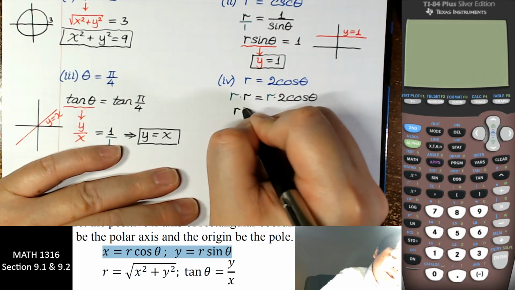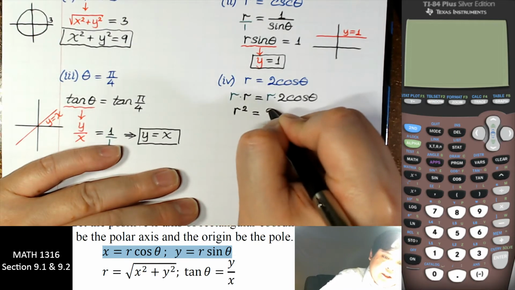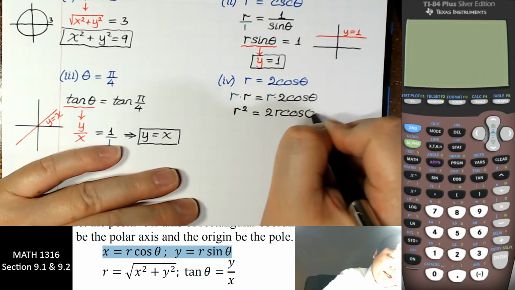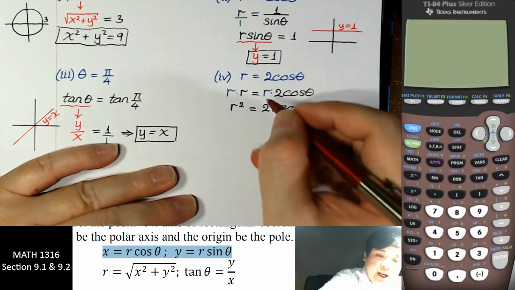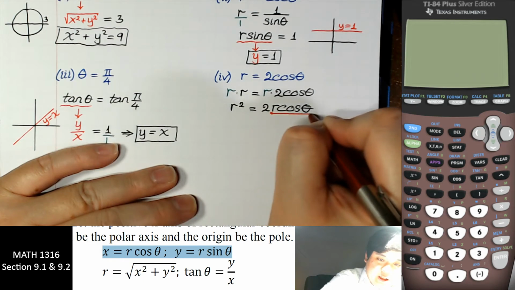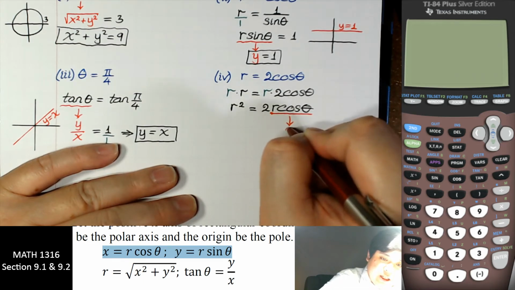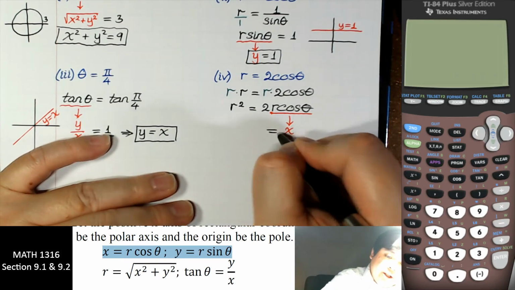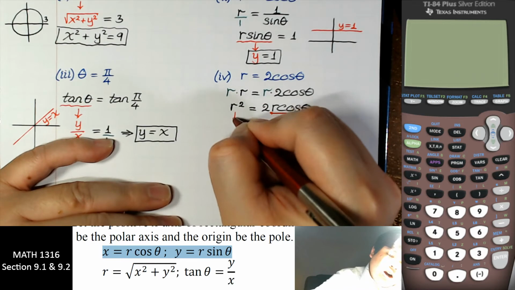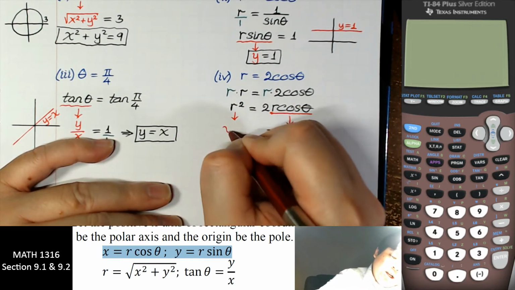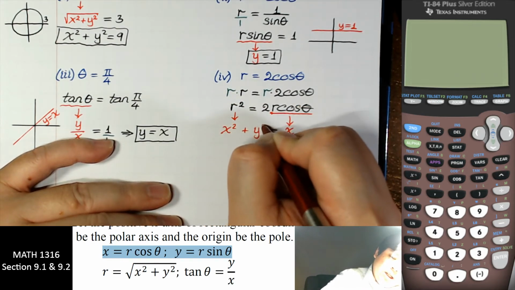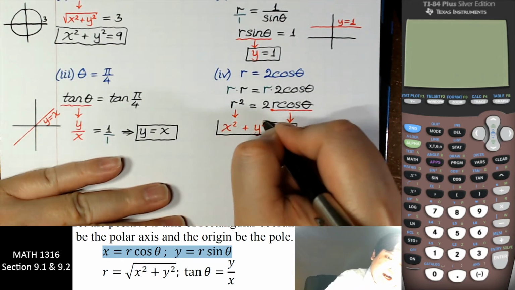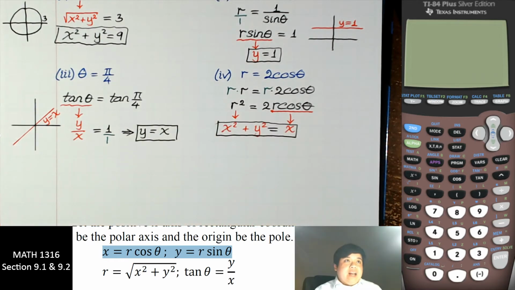We get r times r, r squared, and then move the r cosine closer together like that. And r times cosine is x. And so we have r squared, and r is the square root of x squared plus y squared, so r squared is x squared plus y squared. Right, so we have this. We have to do the completing the square to turn that into the equation.